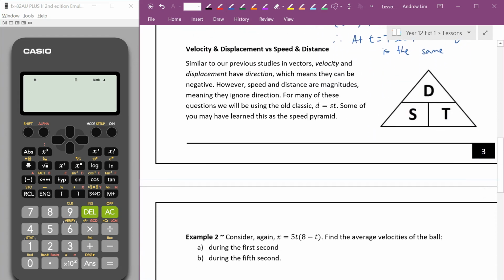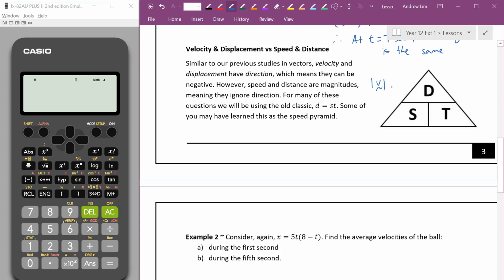Let's have a look at velocity and displacement versus speed and distance. Similar to our previous studies in vectors, velocity and displacement have direction, which means they can be negative. If we have a negative velocity, it means it is moving to the left. If it's got a negative displacement, that means it's to the left of where it started. However, speed and distance are magnitudes. Remember we use the absolute value for the magnitude of a vector, because it has to be positive. So speed and distance have to be positive, so that they are magnitudes, meaning we ignore the direction.